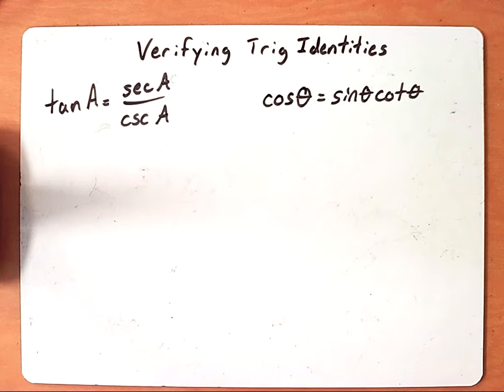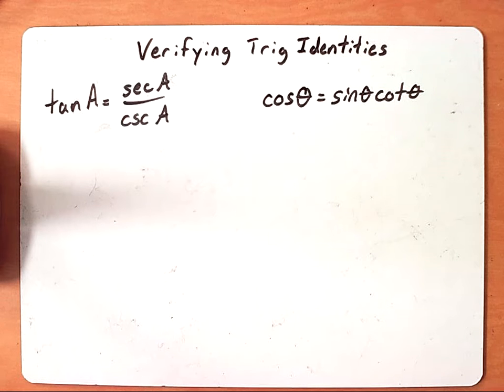Hello again, everybody, and we're back with part 2 of verifying trig identities. So I have 5 more problems for you. All of them are going to be solved in slightly different ways, but we'll be using different identities to make one side equal the other side of these verification problems. So let's get started. At the top left, we have tangent of A equals secant A over cosecant A.